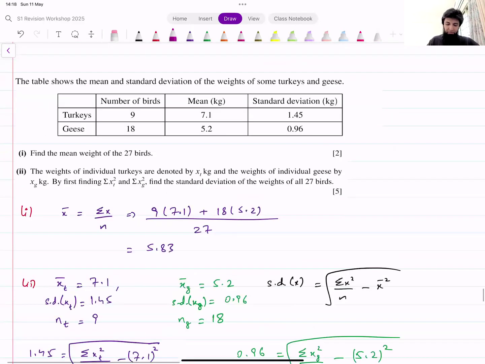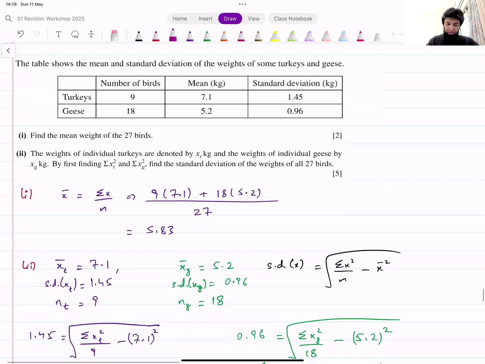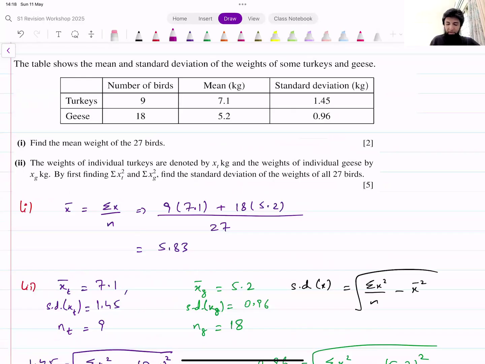Okay, let's have a look at this. Now, just a few simple examples, and then we end. Find the mean weight of the 27 birds. We've got this data for some birds, and their mean and standard deviations are given for some turkeys and some geese. We want to find the mean of all 27 birds. We've got data given for them separately.